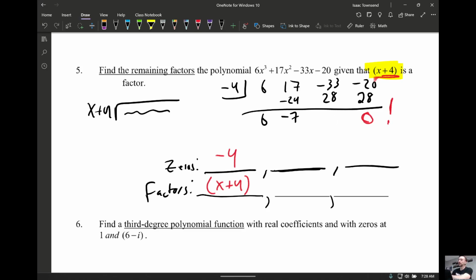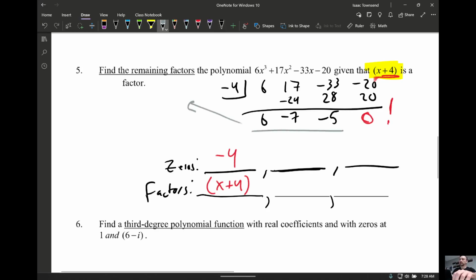1428 right here. This would be -5, so this would be +20. So if it's a factor that you're dividing out or a 0 that you're factoring out, it has to have a remainder of 0. So you've got a little bit of a check there. And just like we talked about yesterday, these 3 numbers now mean something else. They represent the degree lower. So we've got 6x squared, a -7x, and a -5.